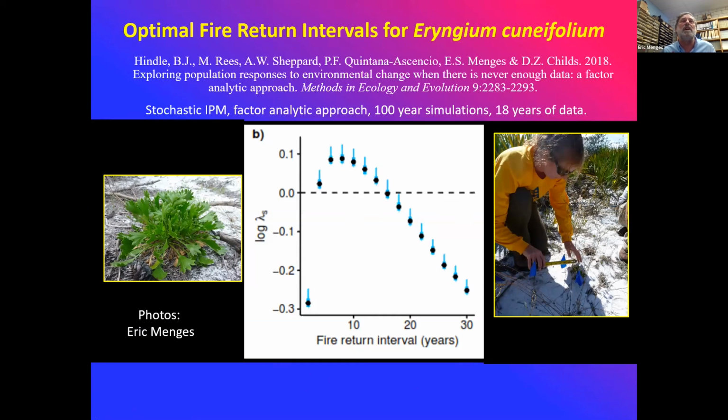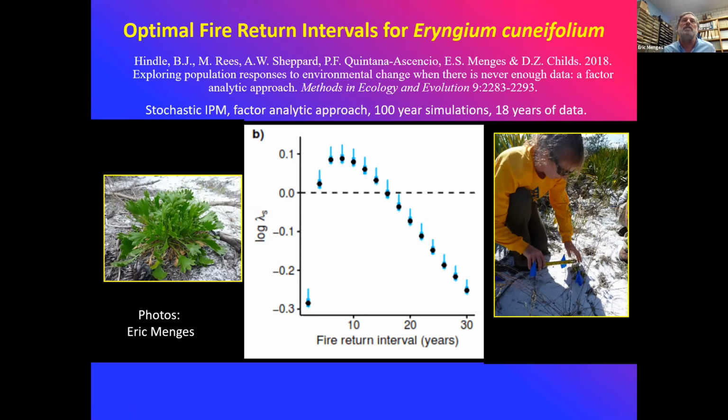So this is one of the latest examples. Most of these authors are from the United Kingdom, and they used stochastic integral projection models with factor analytics using our data, and find, for example, that the population growth rate on the y-axis for Eryngium cuneifolium is highest the first decade after fire and goes below zero, predicting declining populations by 15 years after fire. This is consistent with earlier work we did, but using more data and a more sophisticated modeling approach.